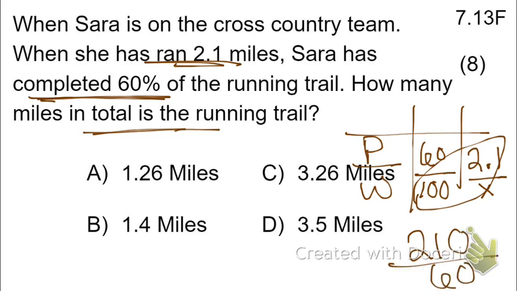So 2.1 times 100 is just 210, because that's moving it 2 places. Divide by 60. Cross out your common zeros. 21 divided by 6. Well, that's 3, because 6 times 3 is 18. You have 3 left over 6. 3 and 3/6 is the same thing as 3.5. Answer choice D.